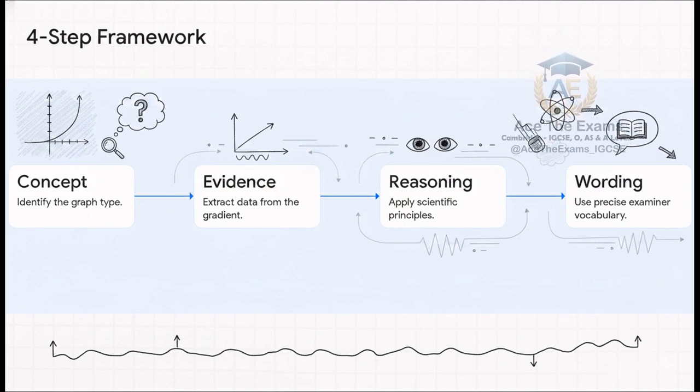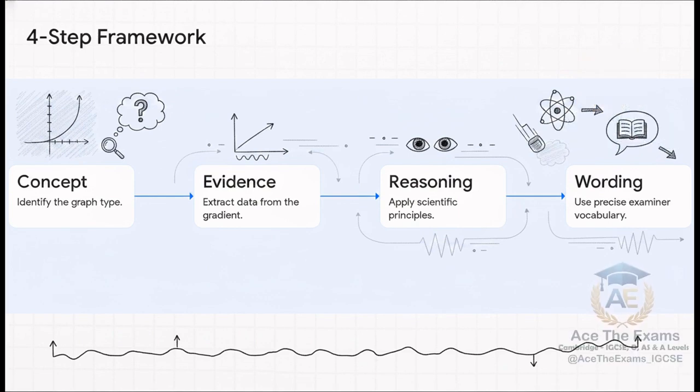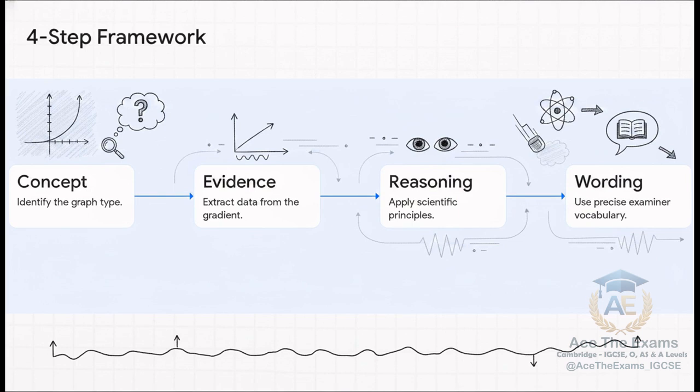This is the 4-step framework that converts raw graph data into a structured top-band Cambridge response. Step 1, identify the concept. What kind of graph are we dealing with? Step 2, extract the evidence. What is the gradient actually doing right now? Step 3, apply scientific reasoning. Link it to physics concepts like air resistance or gravity. And step 4, use examiner wording. Use the precise vocabulary they are hunting for in the mark scheme.